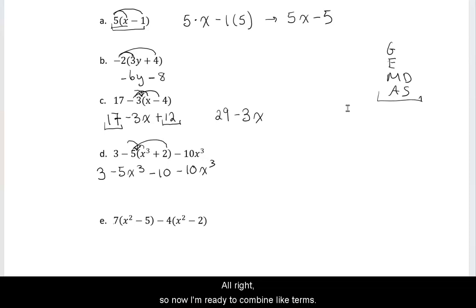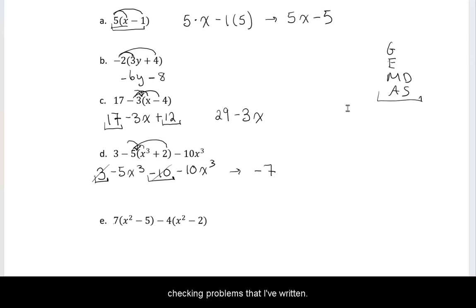All right, so now I'm ready to combine like terms. So I notice here I have a 3 and a negative 10. So this is 3 minus 10, which is negative 7. Right, so that takes care of those. And the way I'm crossing these off is actually how I tend to do these things when I'm doing keys or just checking problems that I've written. It really helps me stay organized. All right, and then here I have negative 5x cubed minus 10x cubed. So negative 5 minus 10 gives me negative 15. And then again, that x cubed is unchanged.